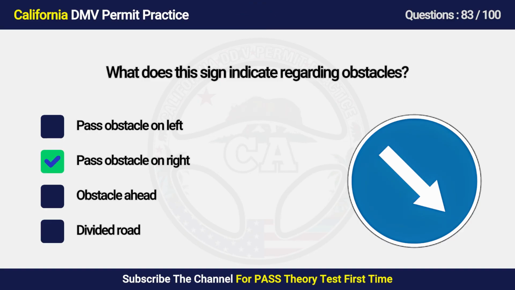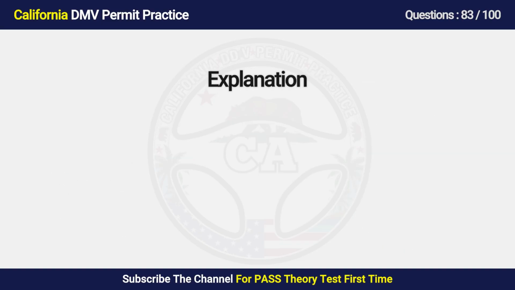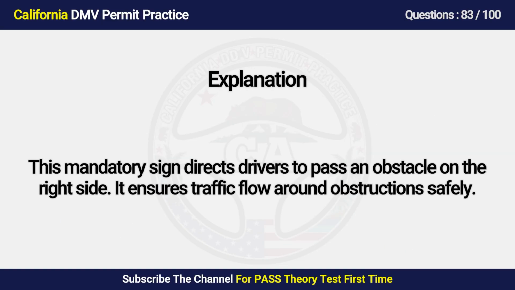Answer is B. Pass obstacle on right. This mandatory sign directs drivers to pass an obstacle on the right side. It ensures traffic flows around obstructions safely.